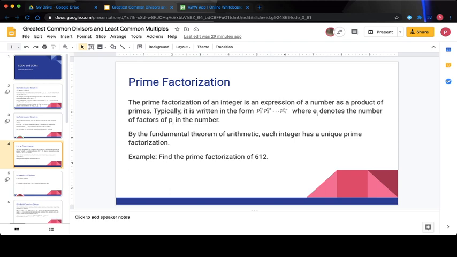So the prime factorization of an integer is when you express the number as a product of primes. Typically, this is written in the form of a prime to a power. So instead of writing the primes all multiplied together, we can use the power notation. As an example, we can find the prime factorization of 612.